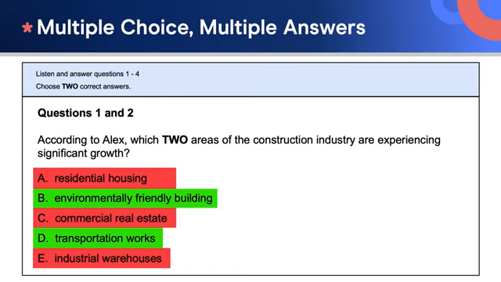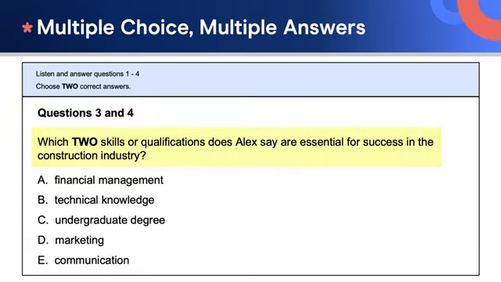So you can see how the exam uses distractors so that you have to listen very carefully rather than just word spot. The next question was, which two skills or qualifications does Alex say are essential for success in the construction industry? Alex says, knowing how to operate advanced machinery, interpret architectural drawings, and use modern planning software is something that makes job applicants stand out. Those who can confidently apply these tend to be highly sought after. So this means that technical knowledge is a correct answer.